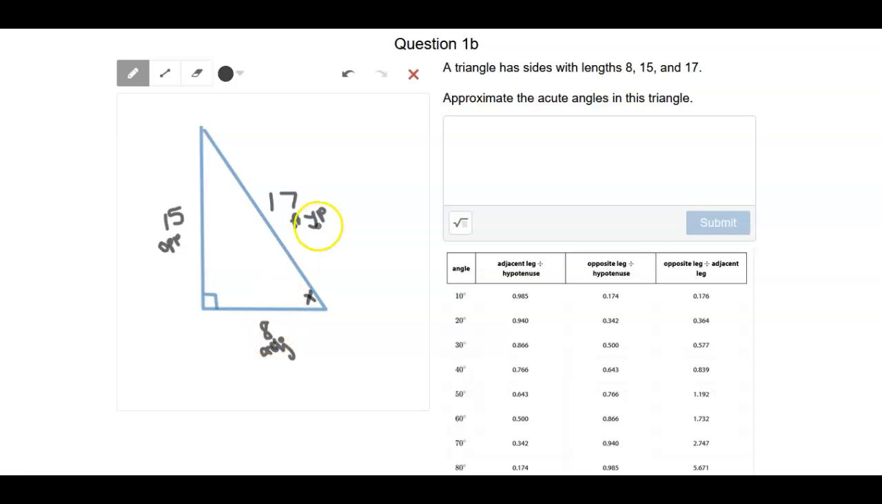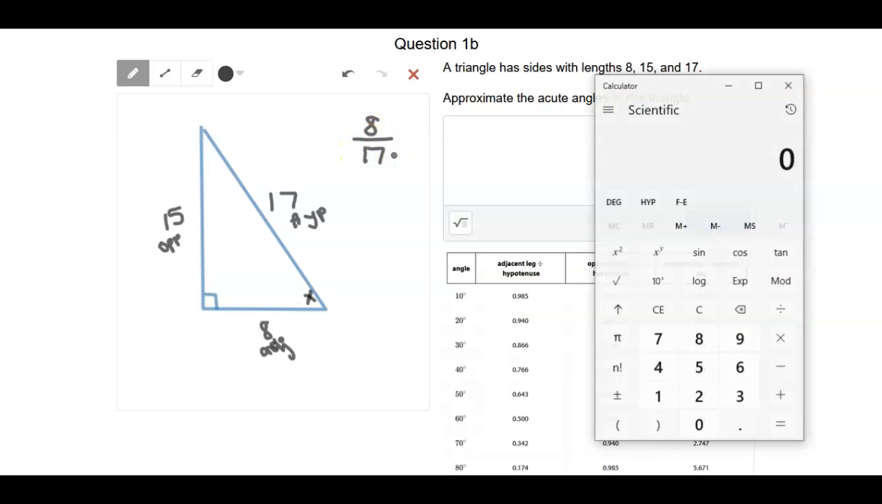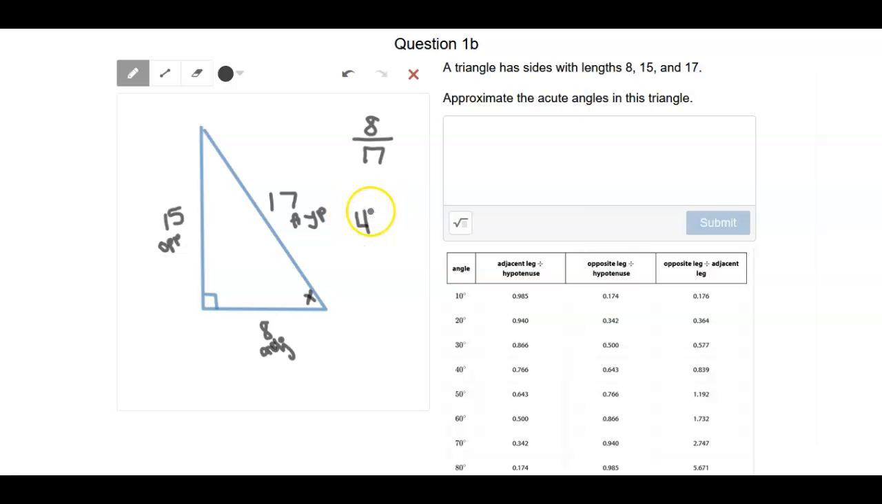So if I do the adjacent over the hypotenuse, just because that's my first one over here, I get 8 divided by 17. So if we do 8 divided by 17, we get 0.471. We're going to round to 3 decimal places because that's what's in the table, 0.471. So we're going to look for this in our table under the adjacent divided by the hypotenuse, because that's what we did. We did the adjacent divided by, whoops, the hypotenuse.